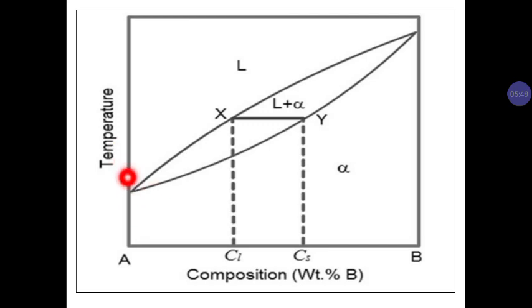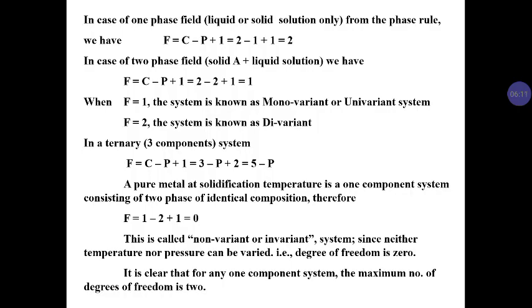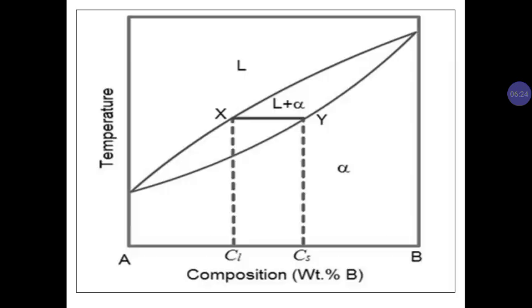If we change the temperature, then it will be either only in the liquid state or only in the solid state. Only at this point are the liquid and solid phases both at equilibrium, so the number of phases is 2. Otherwise the number of phases is 1 if the temperature is increased or the composition is changed. So the degrees of freedom is 0, and this particular point we call a non-variant or invariant system. So now you have a clear idea what the degrees of freedom is.